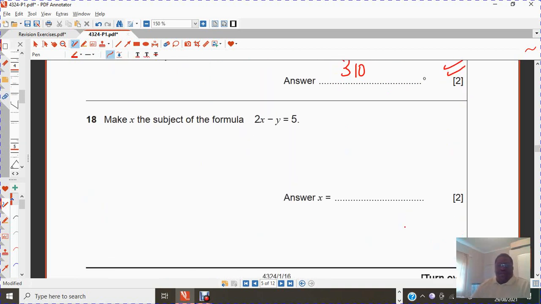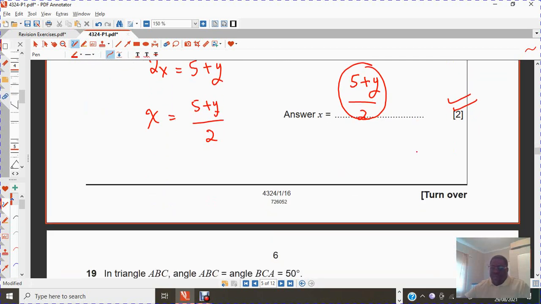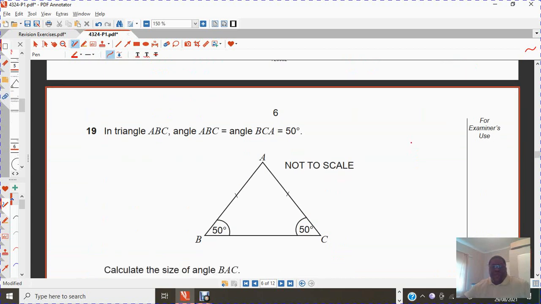Then 18, you're supposed to make x the subject of the formula. That means everything else should move. So you can have 2x equals 5 plus y. And then in order for you to have x, you take that 5 plus y and you divide that by 2. Right, this answer is also acceptable. Somebody else can come up with a totally different answer, which is exactly the same thing, as long as you have made x the subject of the formula.